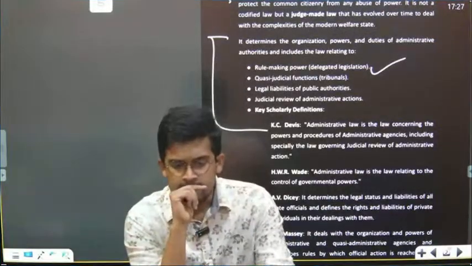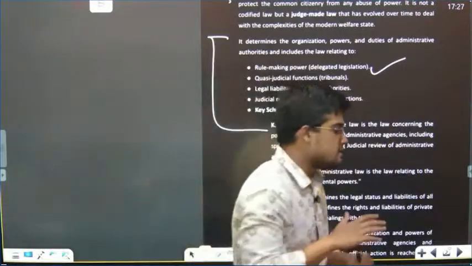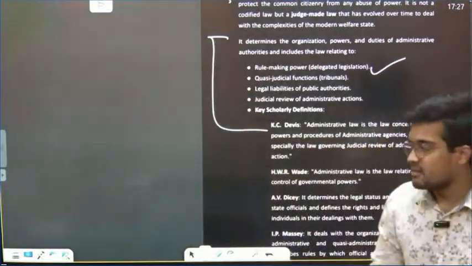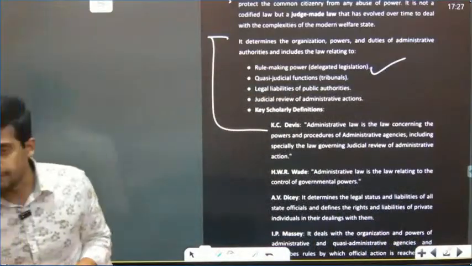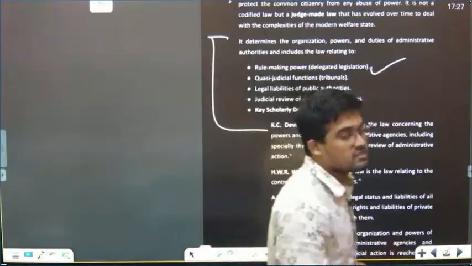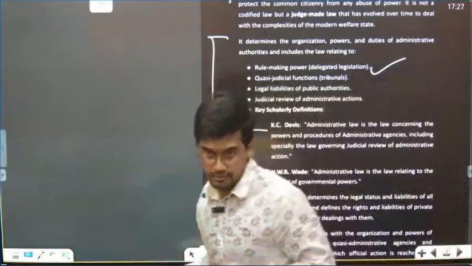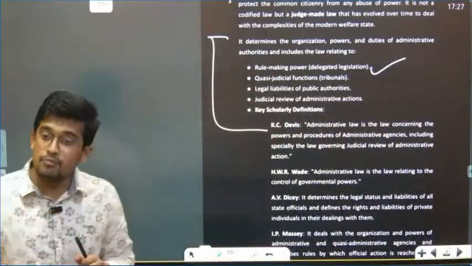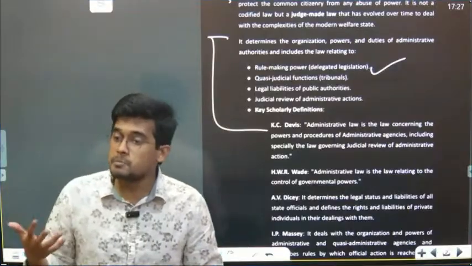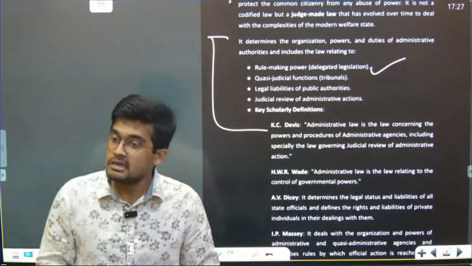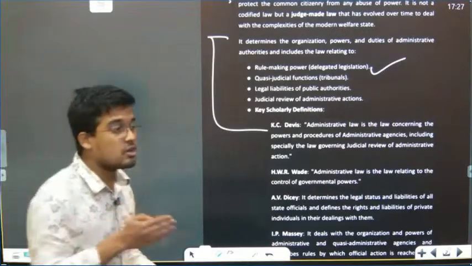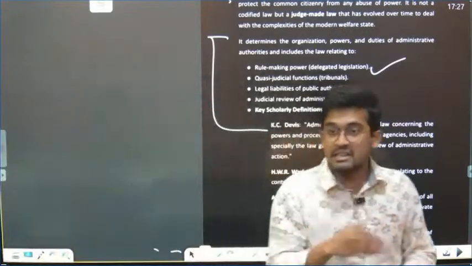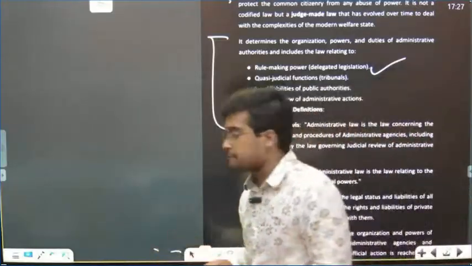So when it comes to delegated legislation, it means the legislative powers the legislature has delegated to the executive, and the executive makes laws every day for everyday functioning. But where is the power coming from? Legislature only. So the source of power is the legislature. That is why it is called delegated legislation. That is a delegation, a temporary giving of power.